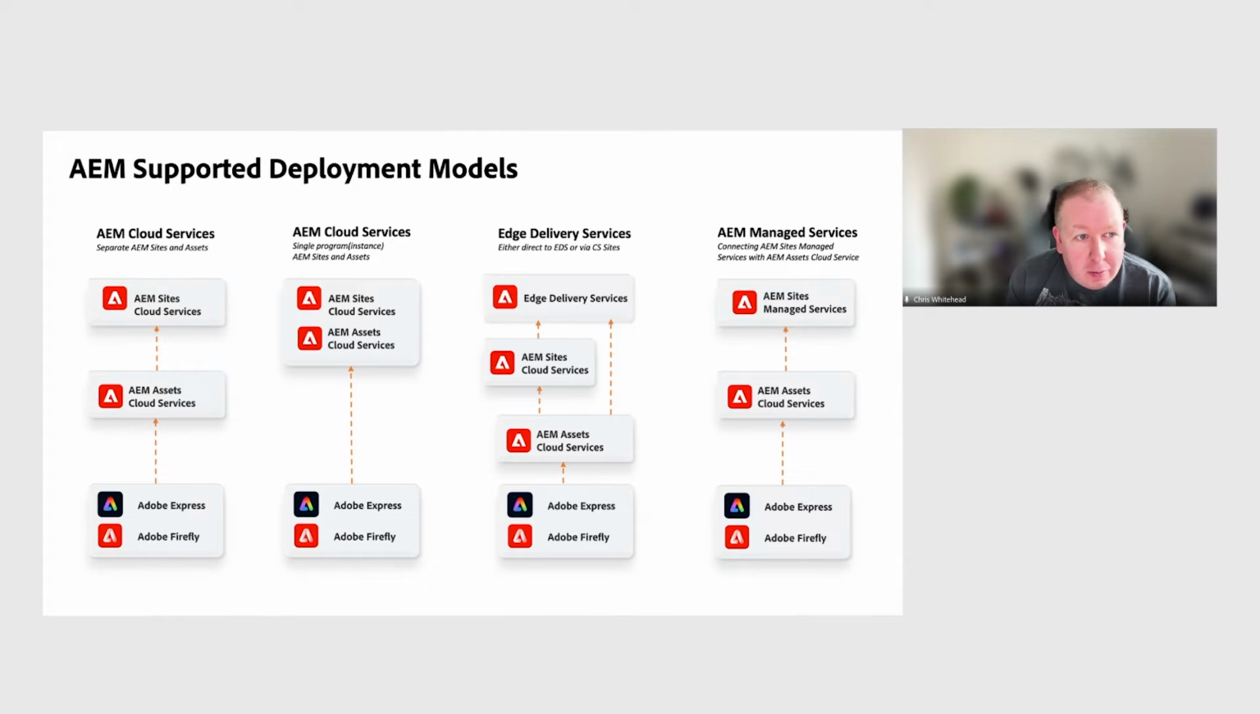There's a couple of different ways of deploying AEM Sites and Assets today. So we've got AEM Cloud Service on the left, and you can see we've got a separate Sites program. So it's a separated AEM instance, and then next to that we have AEM Assets Cloud Service. Those two are connected because they're two separate programs, two separate instances of AEM. They're connected with something called Connected Assets. They seamlessly integrate and can talk to each other.